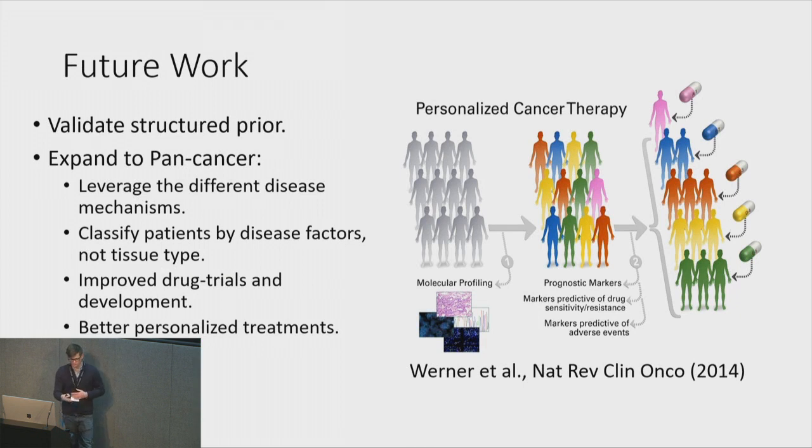Okay, so the future work is mainly to continue to validate that it's actually working and finding this structure that's matching the intuition that we have. And I think the most interesting is to expand to pan-cancer cohorts. And there you can really leverage these different mechanisms that the different diseases have.